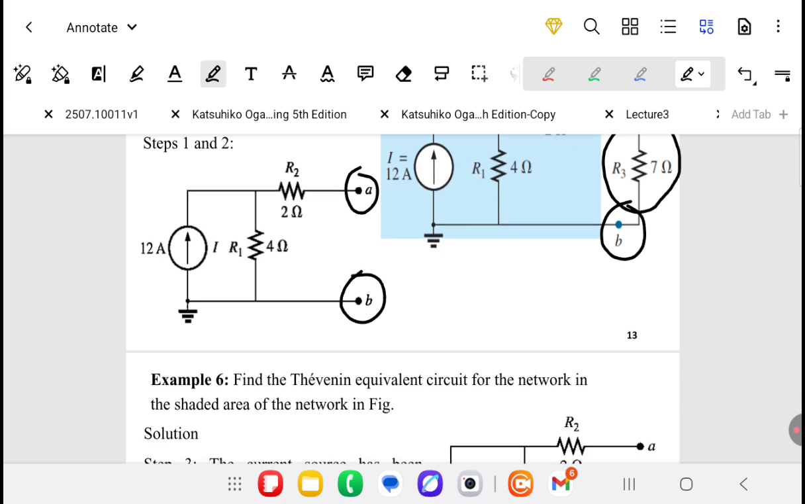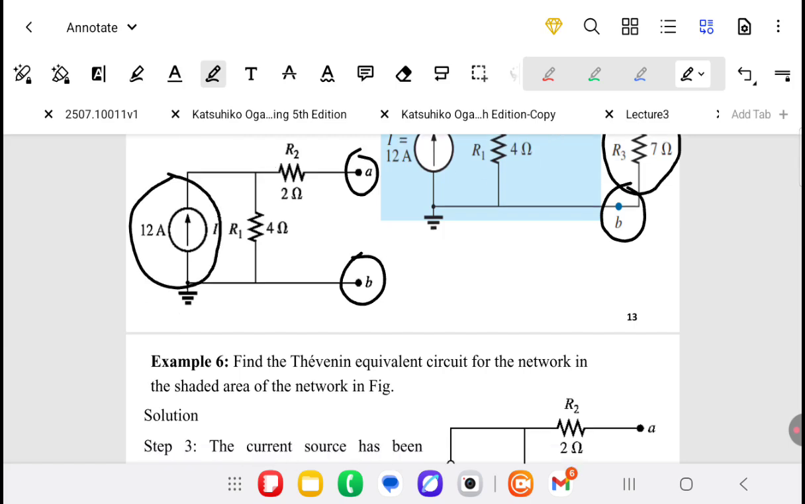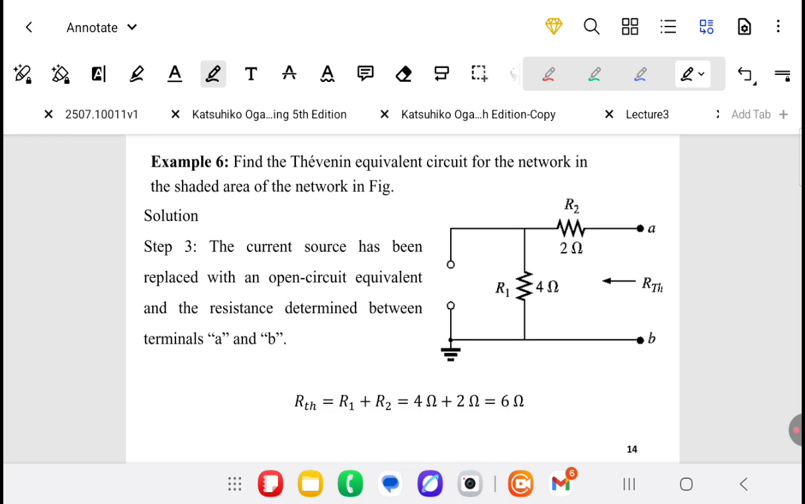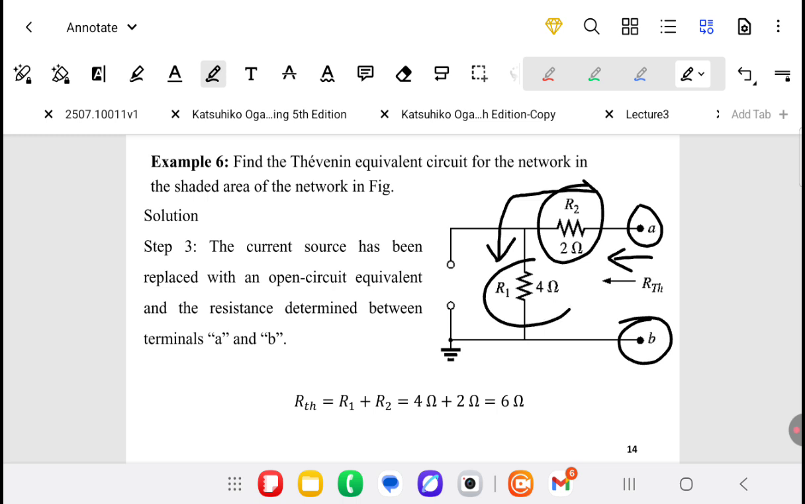Then we have to get the Thevenin resistance, or R Thevenin. We can turn off the current source by replacing it with an open circuit. We put an open circuit instead of the current source to suppress its current to 0 ampere. Then we get the resistance as seen by the terminals A and B from the load point of view. R Thevenin equals the series of R2 and R1, which is R2 plus R1, equals 6 ohm.